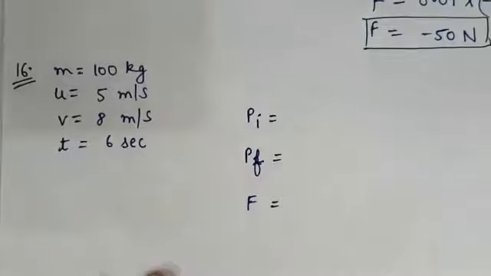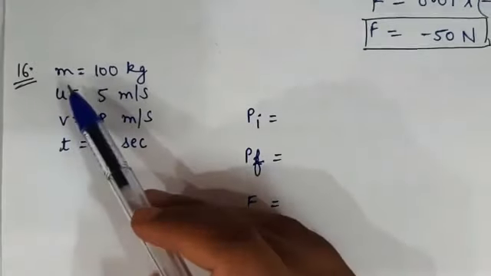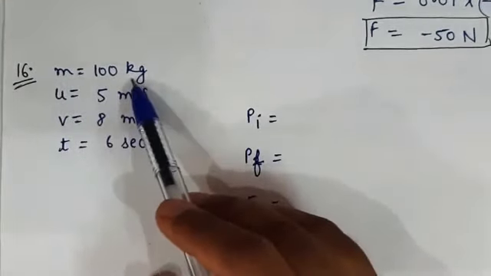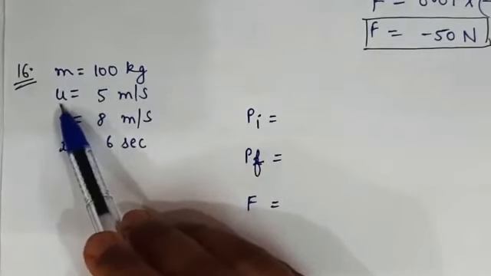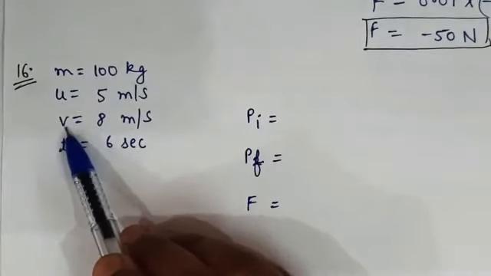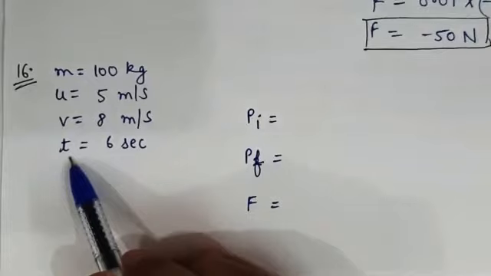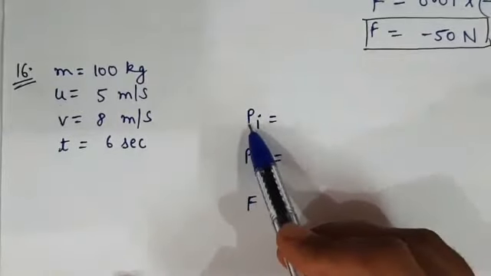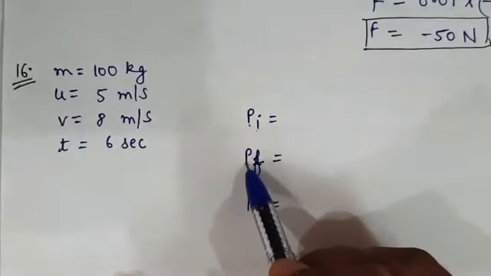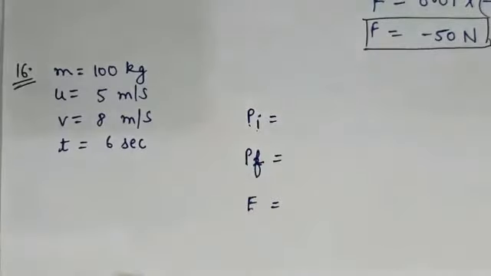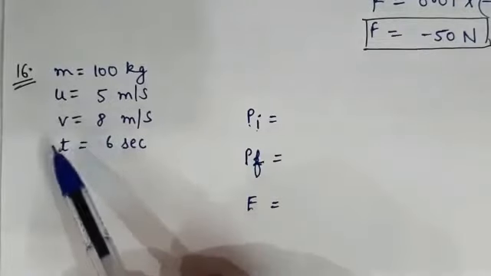Now coming to the last question, question number 16. An object of mass 100 kg is accelerated uniformly from a velocity of 5 meter per second, initial is given, to 8 meter per second, final is given, in 6 seconds, time is given. Calculate the initial and final momentum. You have to calculate initial momentum, you have to calculate final momentum, and also calculate the magnitude of the force. These three things you have to calculate. And you are given m, u, v and t.